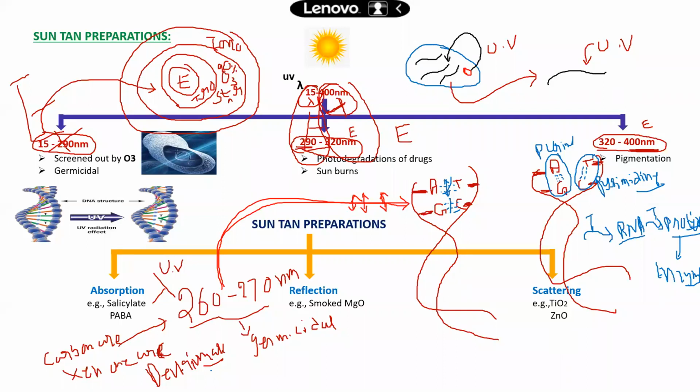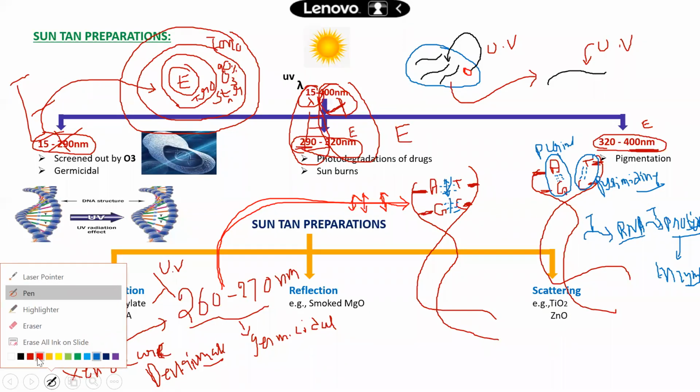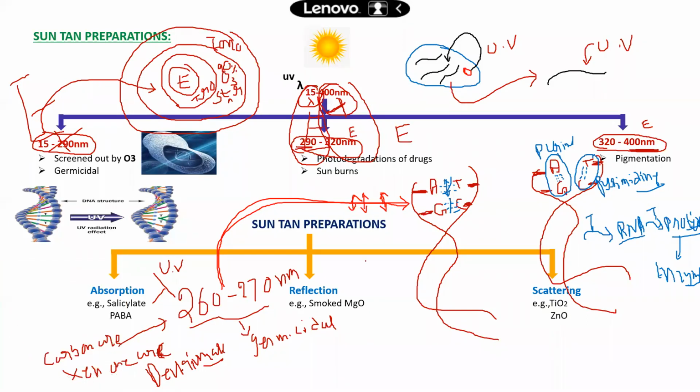Because friends, observe 260 nanometer and 270 nanometer. Observe the variation. This is the 260 nanometer, a small wavelength. This is the 270 nanometer, a large wavelength. Tell me, energy is more for 260, less for 270.